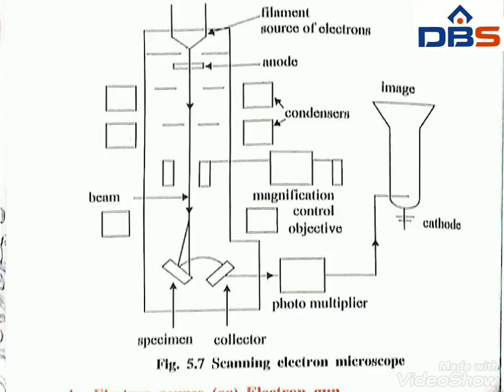Next, instrumentation and working explained. First one is the electron source or electron gun. The electron source is a tungsten wire bent in V shape. When a high voltage is applied, electrons are produced from the tip. The electrons thus produced are accelerated and converted by applying anodic potential.